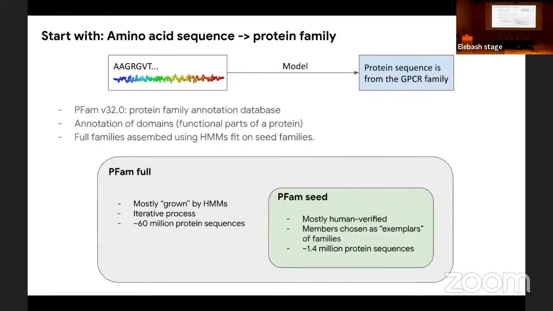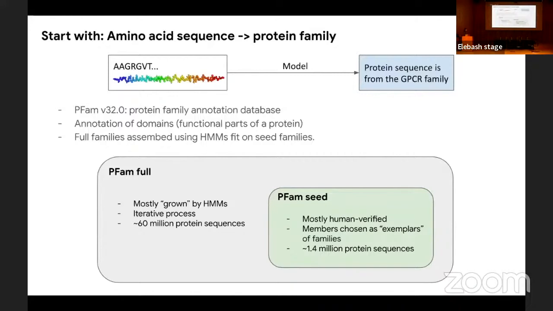We use PFAM version 32 for this. It's a database that's freely available online. The full version of PFAM is built using hidden Markov models that are fit on seed families. So you have small amounts of data that have been carefully curated for every family so that you can build models. You build profile HMMs using those small human-curated alignments and then use those models to pull in many more sequences and annotate many more sequences. So our thinking here was that with PFAM full, we'd basically be learning an HMM, and that isn't what we want to do. So we should focus on PFAM seed, because this is at least human curated and human verified.